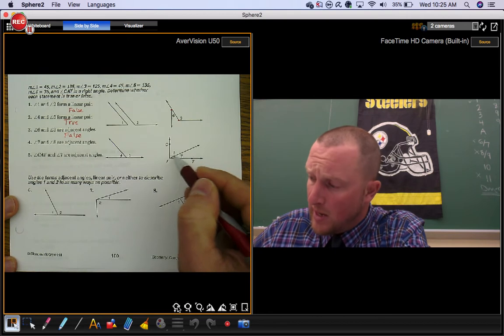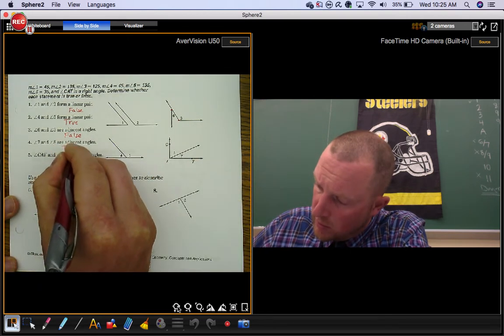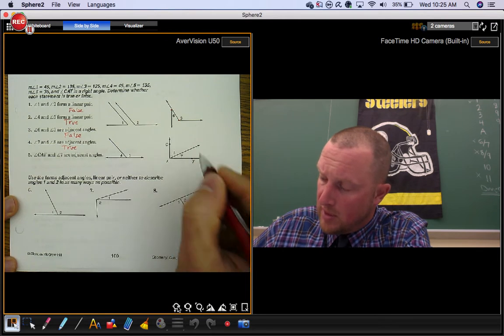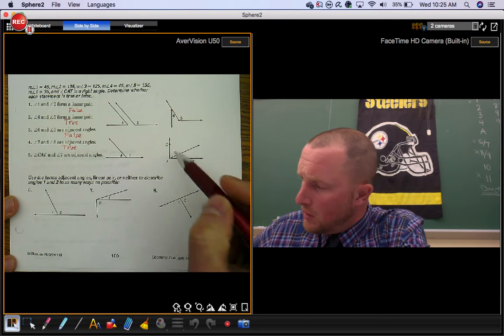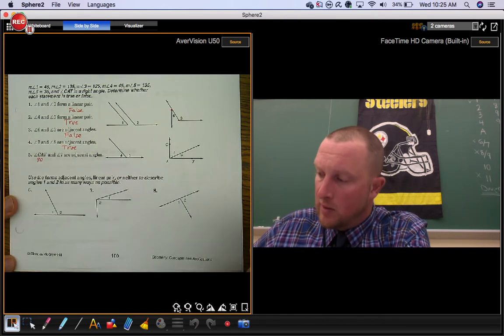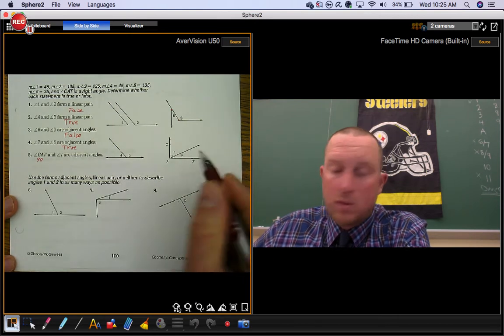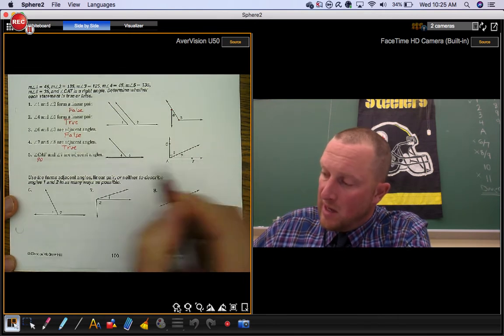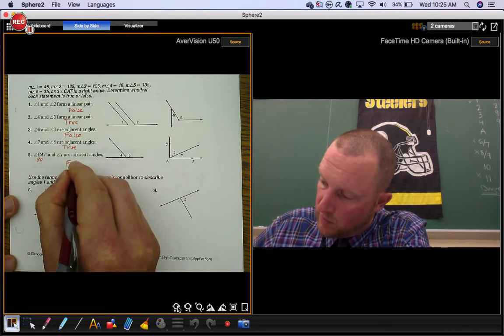Angle 7 and angle 8 are adjacent angles. That's true. They're right next to each other. They share that vertex, that ray. They don't overlap. Number 5, angle CAT, that's this angle here. I can clearly see that's a 90-degree angle. And angle 7 are adjacent angles. Well, this angle 7 is inside of the right angle, so they overlap. That's false.